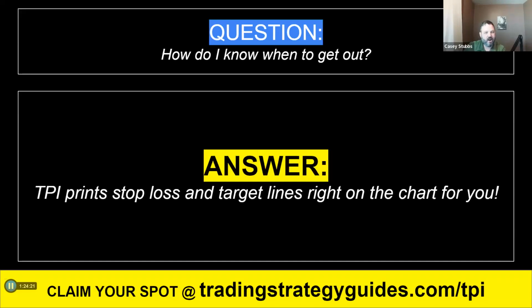Okay, question: how do I know when to get out? TPI prints stop loss and target lines right on the chart for you. So, how do I know when to get in and when to get out? It has target and take profit lines right on the chart for you. The one thing I want to say about this is you have to learn how to do good money management, because it's not get rich quick. It's a consistent money-producing indicator. So you still have to follow the money management rules.